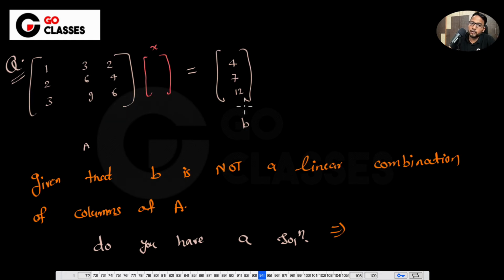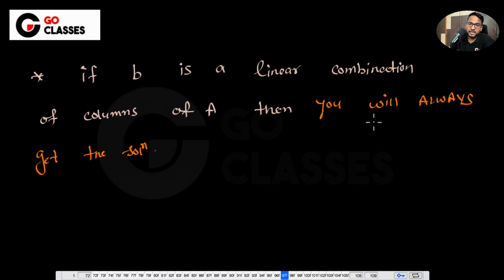If you are writing a random B, which cannot be obtained from the linear combination of columns of A, no matter how hard you try, you cannot get any X which can satisfy this equation. So here there is no solution. And if B is a linear combination of columns of A, then you will always get the solution, right? So these two facts should be clear to everyone. If there is any doubt, you can just let me know in the comments.